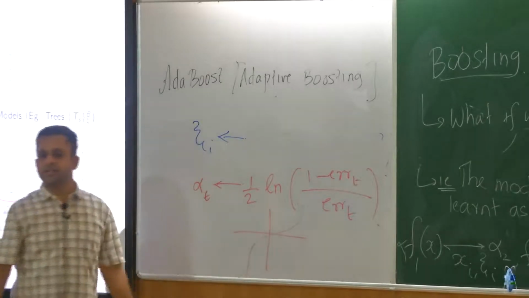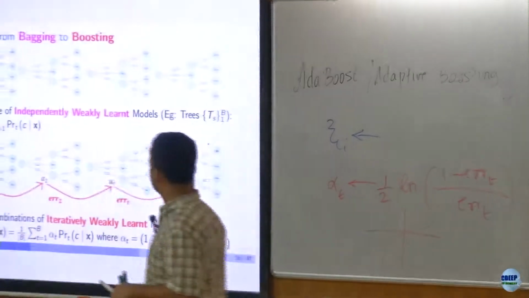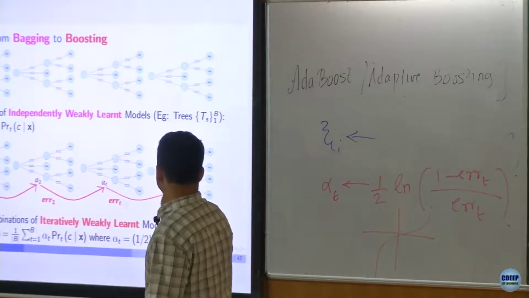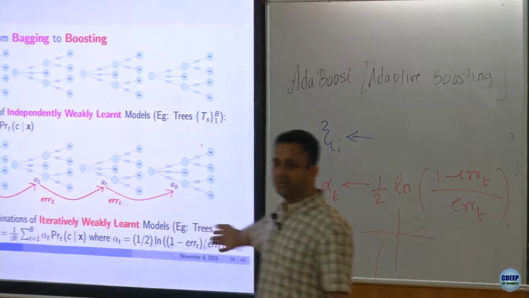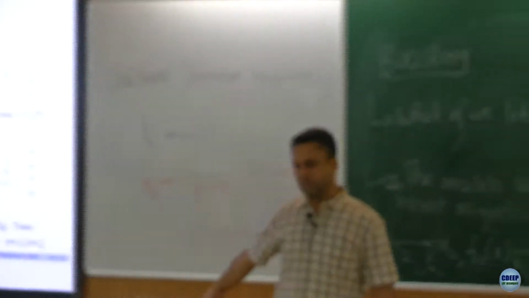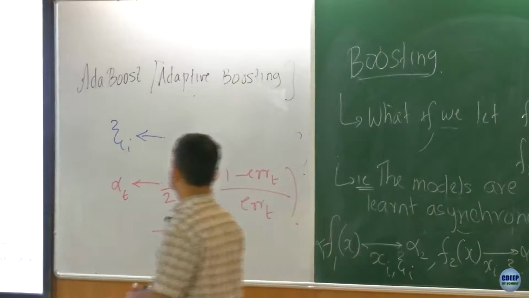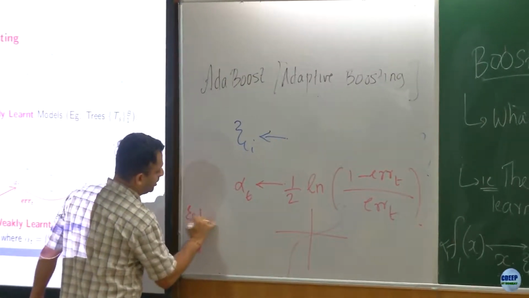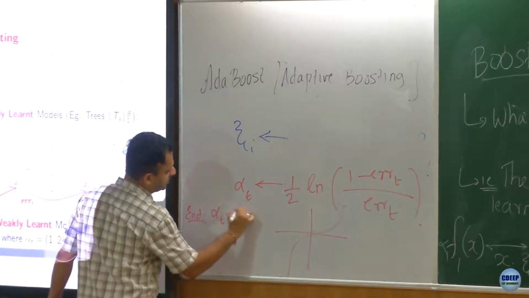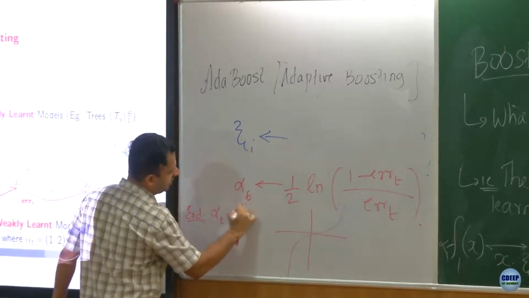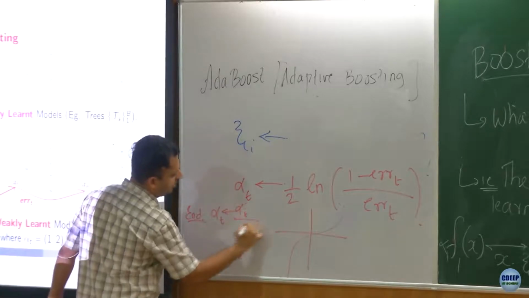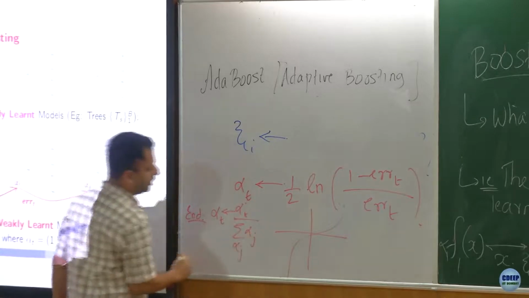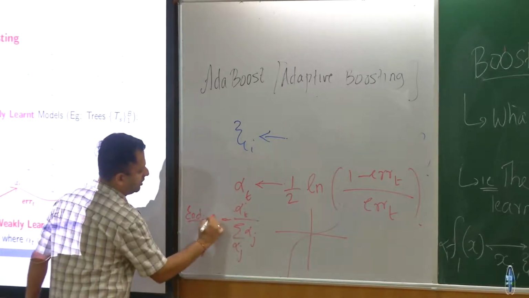Something like this, right? So alpha t's, you will do a normalization at the end. Okay, so these are unnormalized alpha t's. In the end, you can do alpha t divided by the summation over alpha j. You'll have to do this at the end.